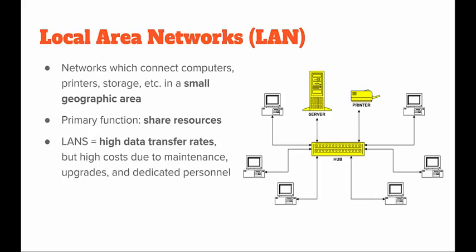The primary function of these LANs is to share resources. Remember, we talked about computer networks. One of the primary functions there is to share resources. Often you see this manifested through a shared printer or a shared internet connection. LANs typically have high data transfer rates, but they often have high costs due to maintenance, upgrades, and the personnel who need to be dedicated to keeping them running.